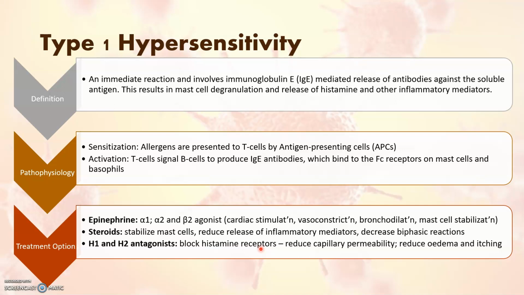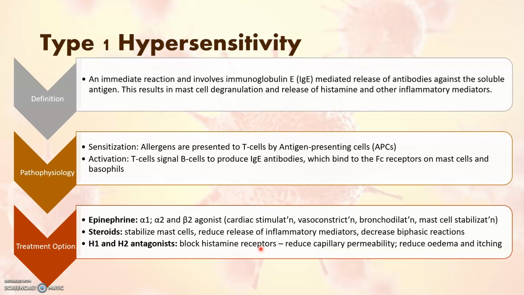With a second exposure to the same allergen, these allergens then bind to the IgE antibodies that are already adherent to the surface of the mast cells, cause cross-linkages between IgE antibodies, and then this leads to degranulation of the mast cells with release of various inflammatory mediators, including histamine, bradykinin, and various other inflammatory mediators such as interleukins, tumor necrosis factor, and various cytokines.